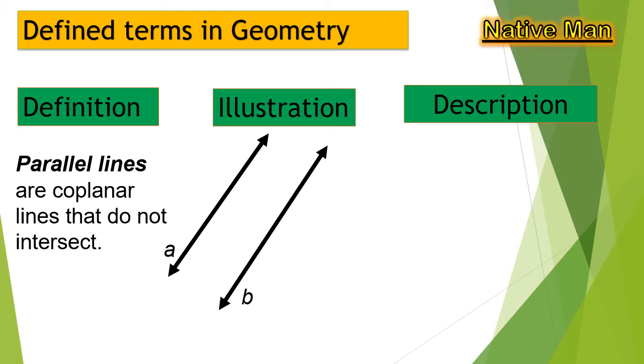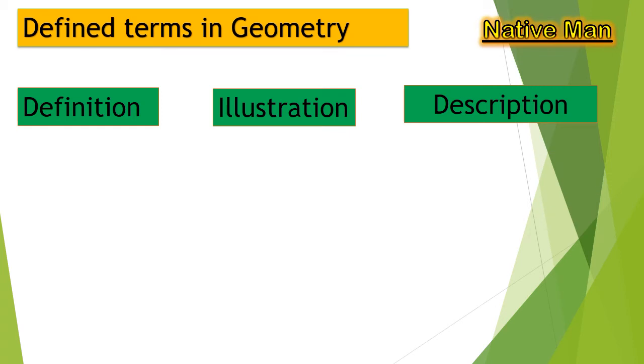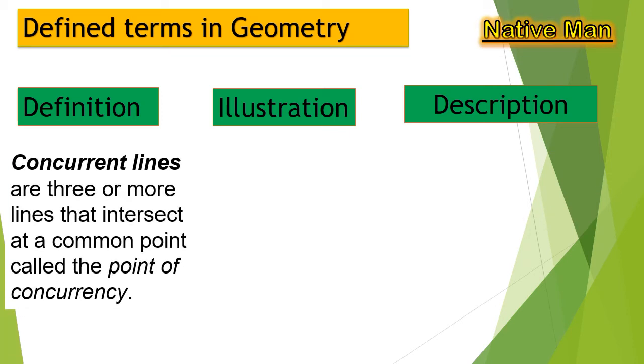So, they are called parallel lines. In the description, lines A and B are parallel lines. So, in symbol, line A is parallel to line B. Okay, so another term in geometry is concurrent lines.